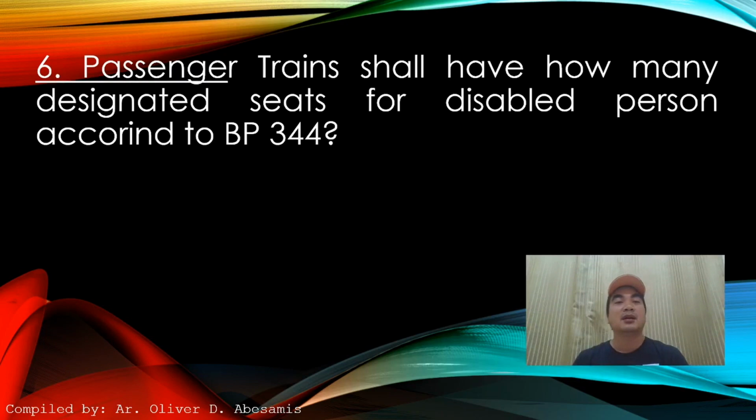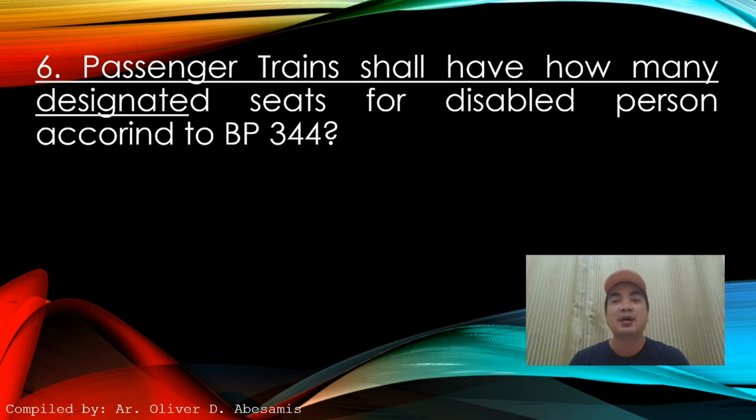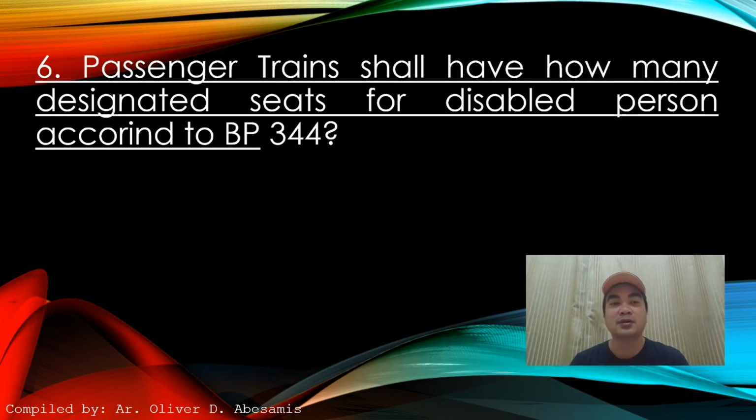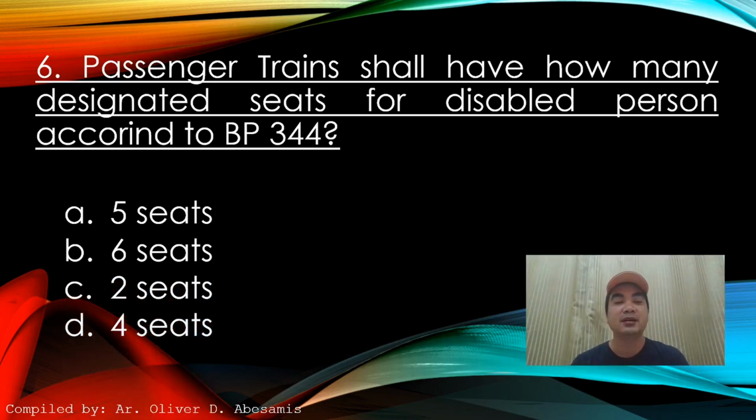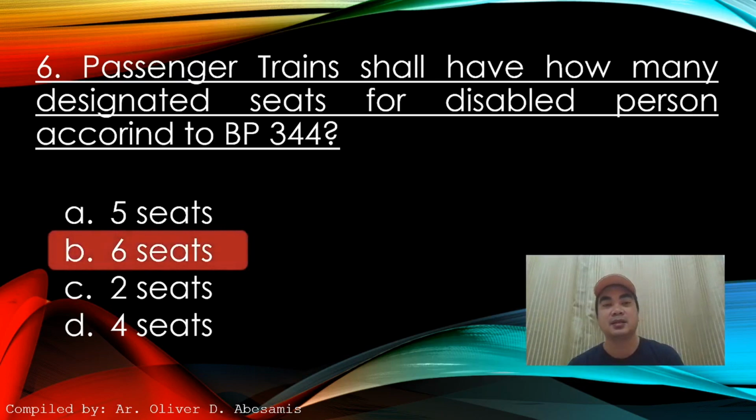Number 6, passenger trains shall have how many designated seats for disabled person according to BP344? A. 5 seats. B. 6 seats. C. 2 seats. D. 4 seats. Answer? B. 6 seats.